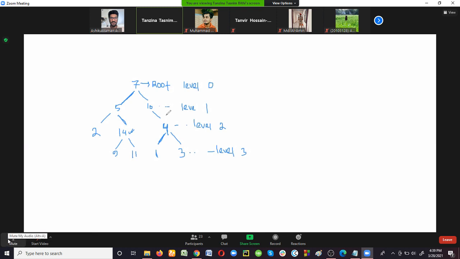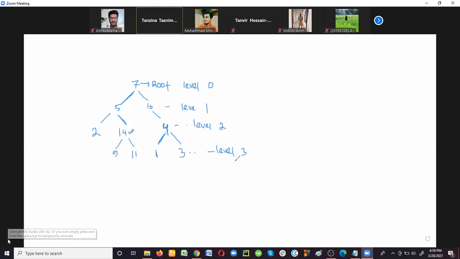Is that clear? Yes, ma'am. And what about the node 9? 9 is a leaf node from the bottom level. And between the root node 7 and that leaf node 9, there are 3 edges. That's why the depth of node 9 will be 3.